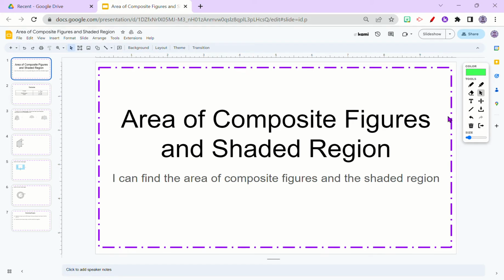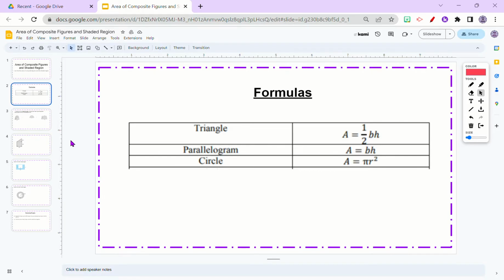Hi there, in this video we are going to find the area of composite figures and the area of the shaded region. The formulas that you need to know are the area of a triangle formula, which is 1/2 times base times height, the area of a parallelogram formula, which is base times height, or the area of a circle, which is pi r squared.